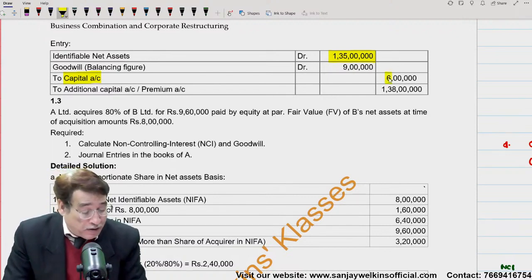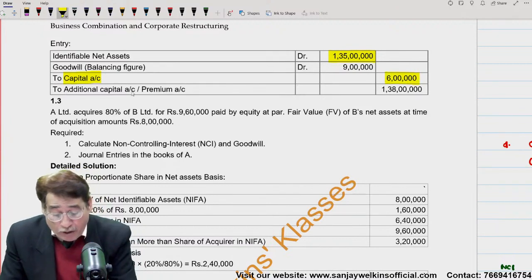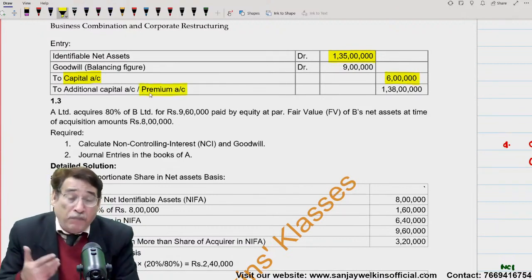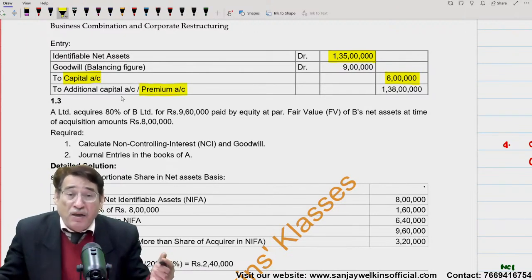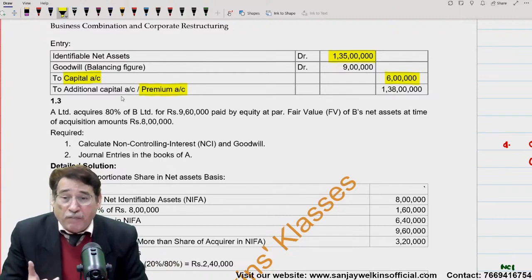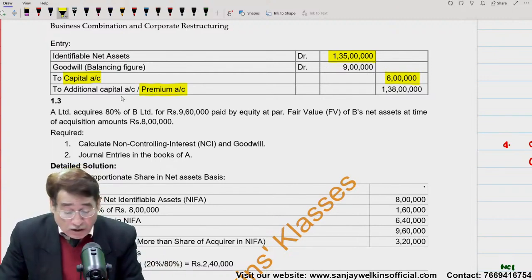60,000 shares into 10, 6 lakh. And what will be the amount of premium? Instead of writing premium, you can also write additional capital account. Many among us actually do not know this. Premium is also known as additional capital. Correct? So this is the point.